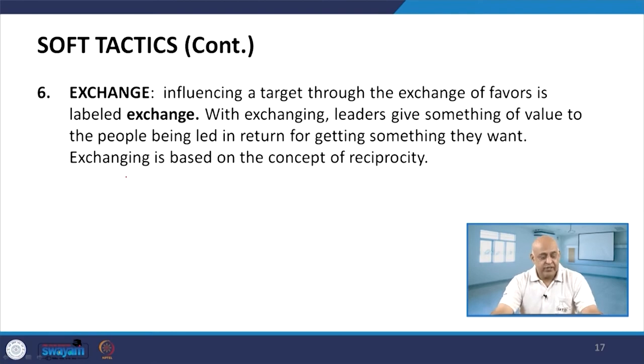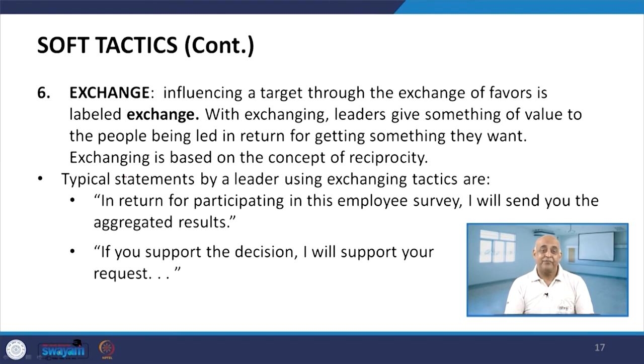Then there is exchange. Influencing a target through the exchange of favors is labeled exchange. With exchange, leaders give something of value to the people being led in return for getting something they want. But here you have to understand what my follower wants and what the demand is. Sometimes the demand may be more. Asking directly may sometimes be risky, but understanding and then fulfilling that demand will be a more influential technique.